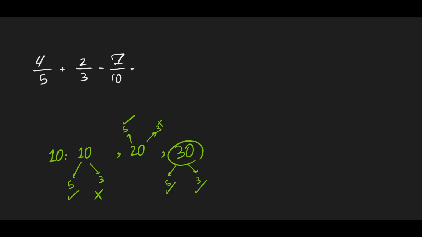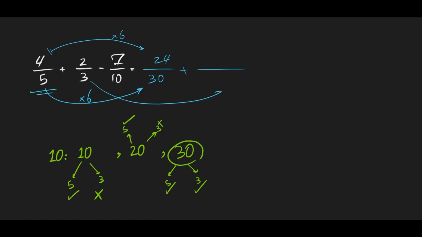Next up, we need to figure out the top numbers of our equivalent fractions. So starting with 4 over 5. How many times does 5 fit into 30? 6 times, because 5 times 6 is equal to 30. So we will multiply the top and bottom by 6. So 4 times 6 will be equal to 24.